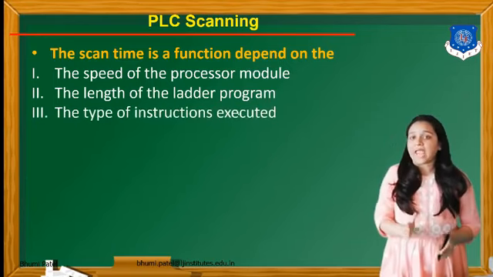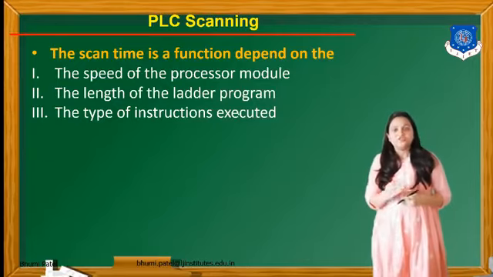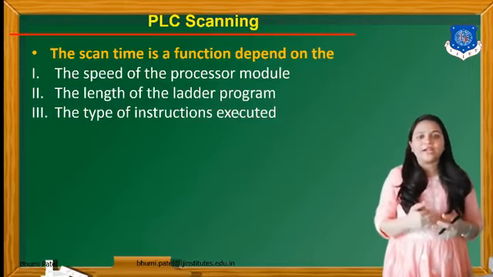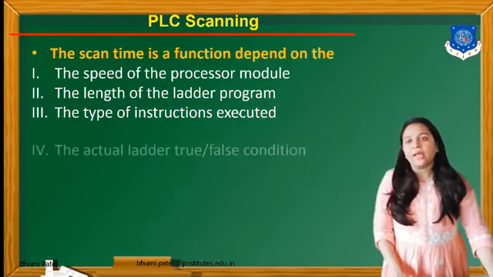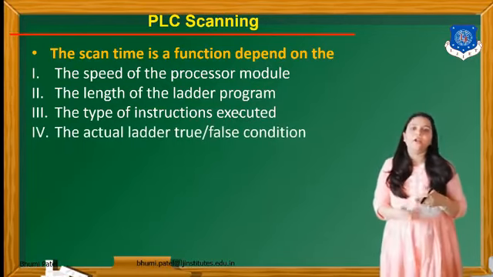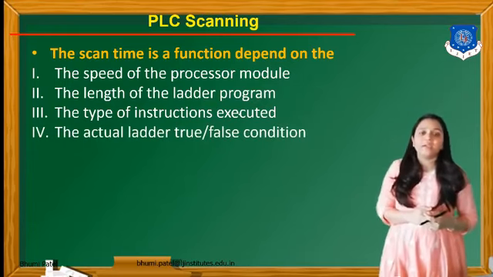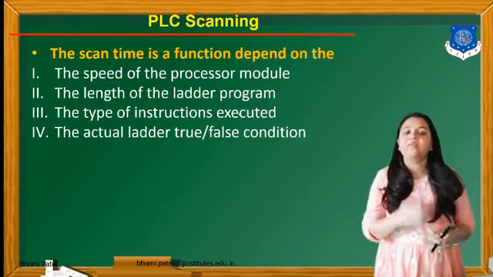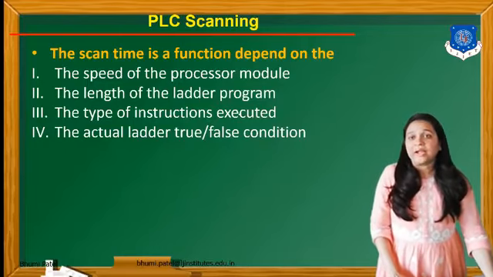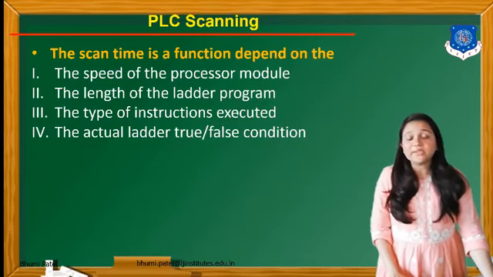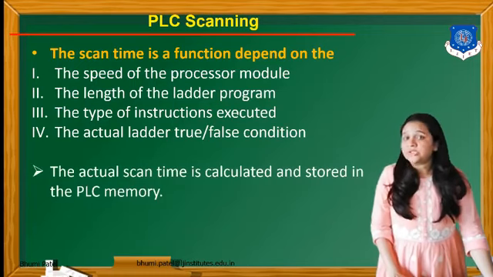The next one is the type of instruction executed. Whichever type of instruction we have executed for this particular program, the scan time will be different. And the next one is the actual ladder true or false condition. If we deal with one output versus three outputs, the scan time will be different. So these are the four things the scan time depends on, and the actual scan time is calculated and stored in the PLC memory.